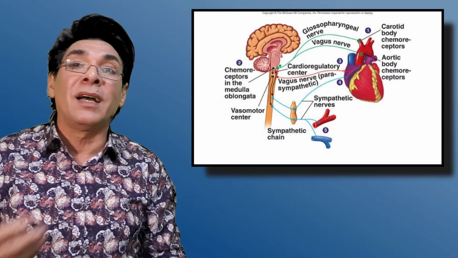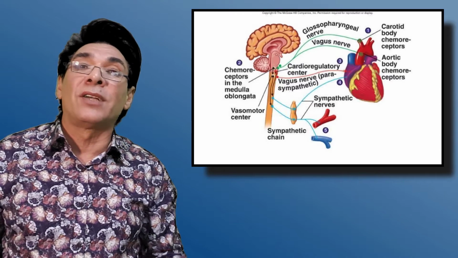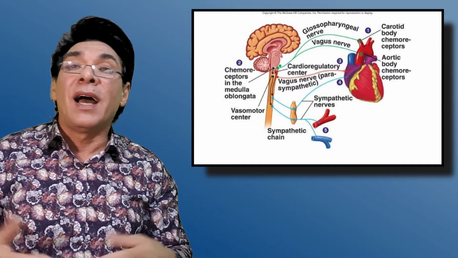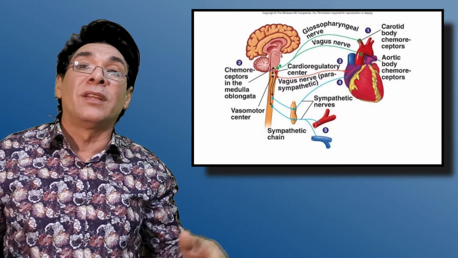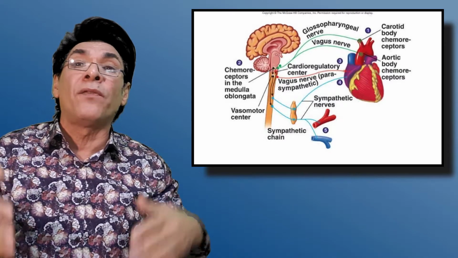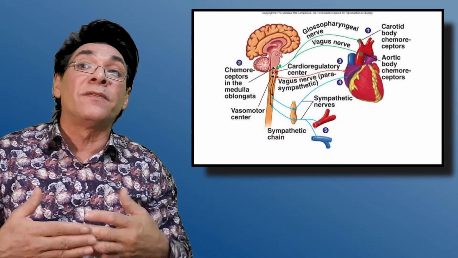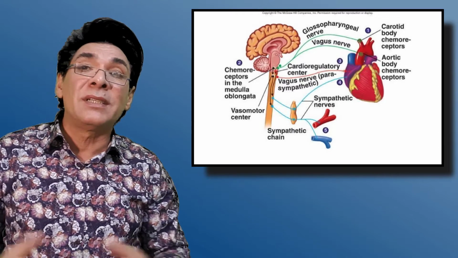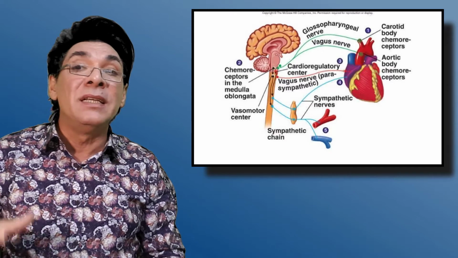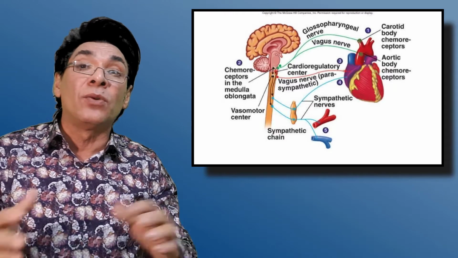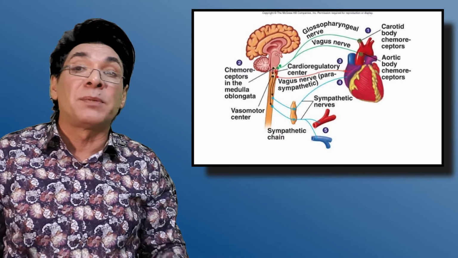Increased metabolic byproducts associated with increased activity such as carbon dioxide, hydrogen ions, and lactic acid, plus falling oxygen levels, are detected by a suite of chemoreceptors innervated by the glossopharyngeal and vagus nerves. These chemoreceptors provide feedback to the cardiovascular centers about the need for increased or decreased blood flow based on the relative levels of these substances.